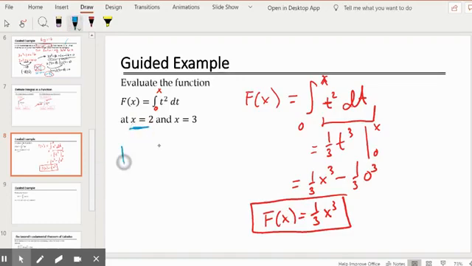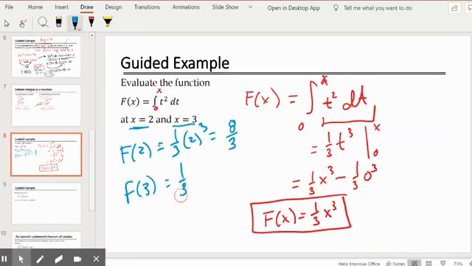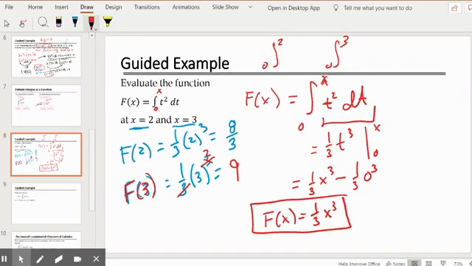Now we're asked to evaluate F of 2, which is 1/3 times 2 cubed, so we get 8/3. And then we're asked to evaluate F of 3. 1/3 times 3 cubed. I can cancel out a 3 with a 3, so it's 3 squared. So we get 9 for F of 3, and that's a capital F of 3. So this has its benefits. If we were looking at definite integrals from 0 to 2 and from 0 to 3, we'd be solving them twice. But instead, we solved it once as a function and just plugged in different bounds. And then we're able to plug in the different bounds of 2 and 3.